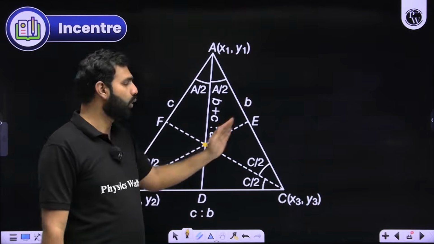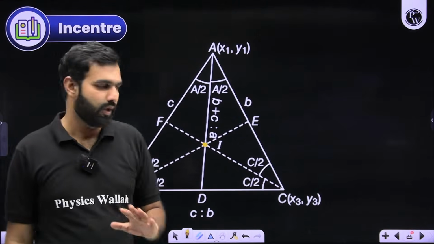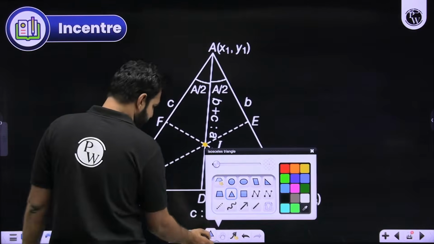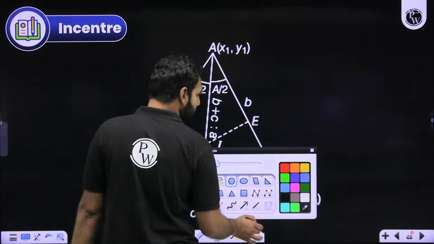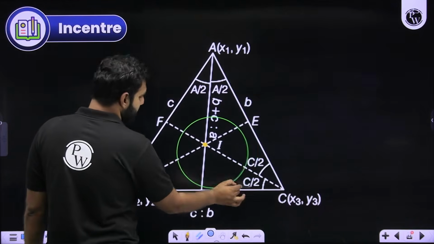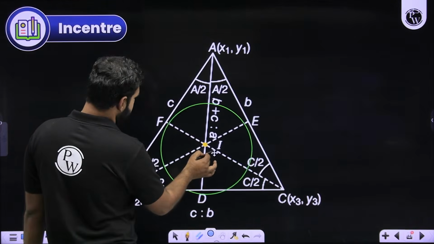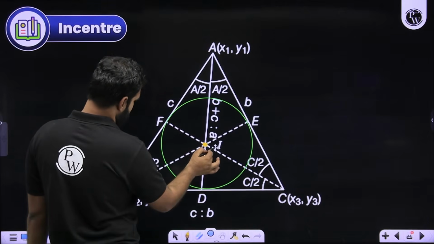which passes through all the 3 sides of this triangle. What I'm trying to make you understand is, passes through means touches all the 3 sides of this triangle. I'm really sorry for that. What do I mean by this? Let's say there is a triangle. I'm trying to draw it here.